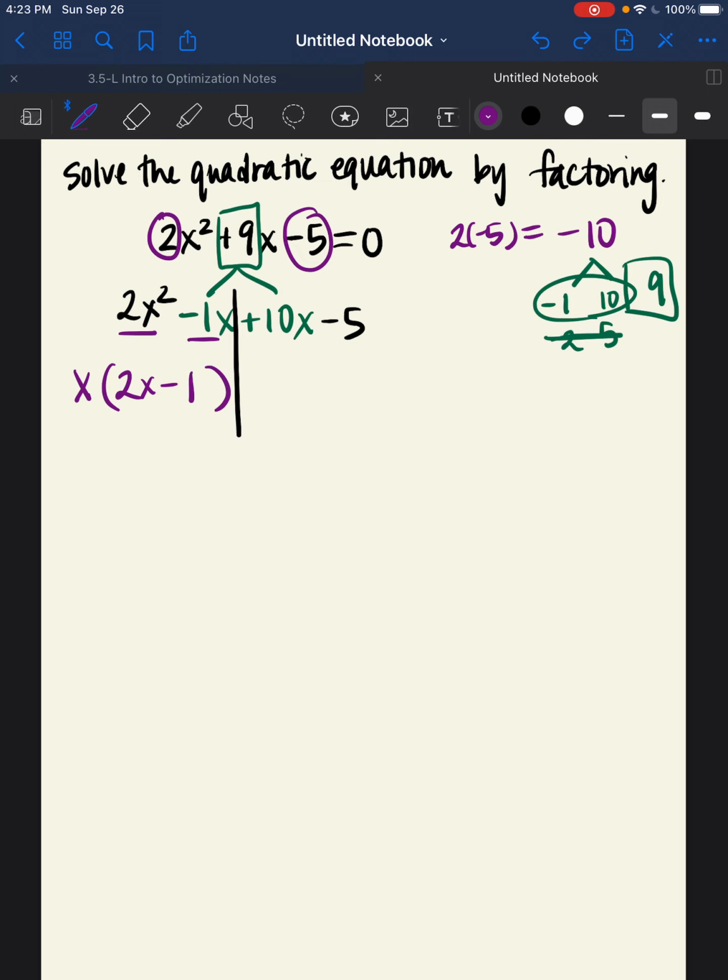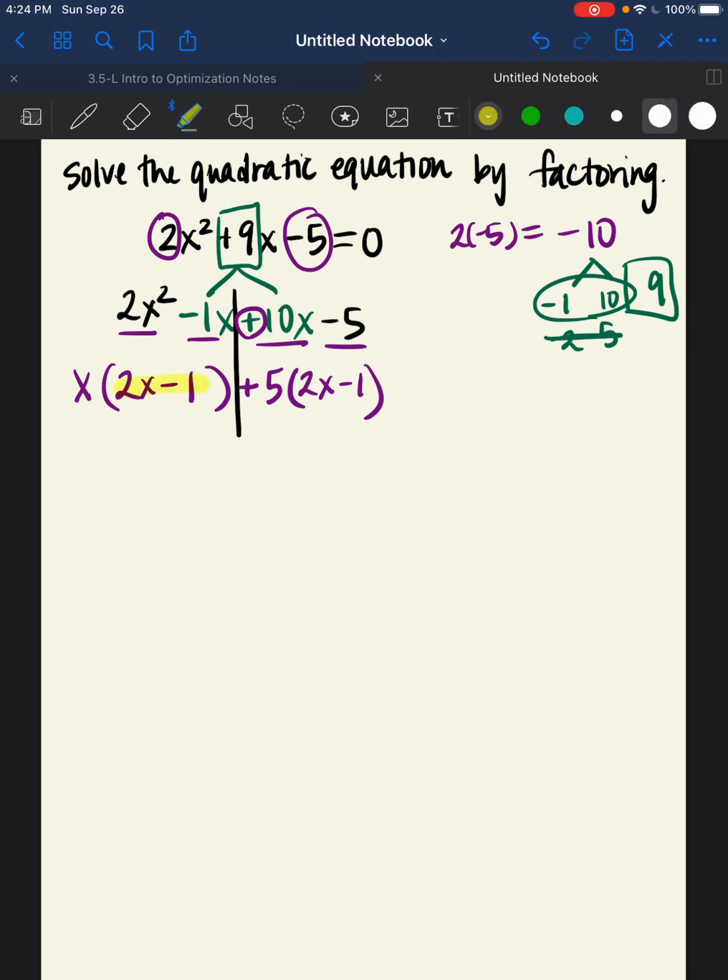We are going to do the same thing with the 10x and the -5. This sign is going to be the same sign you write here. If it was a minus, I would have written a minus. Because it's a plus, I'm going to go ahead and write the plus. And then a common factor we can pull out of 10x and -5 would be the 5. And so if I divide 10x by 5, I would be left with 2x. If I divide -5 by 5, I'd get -1.